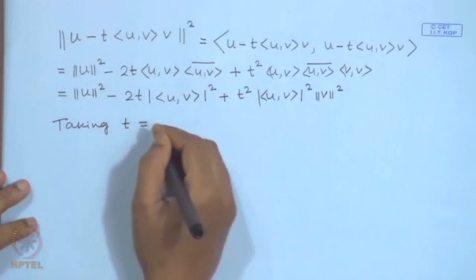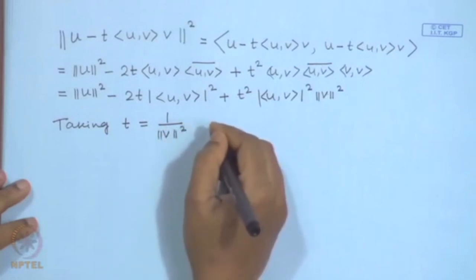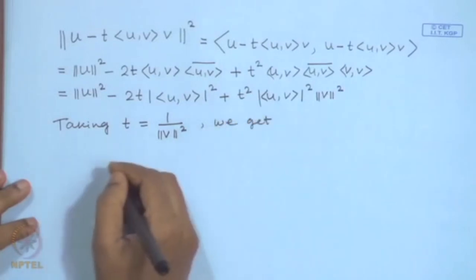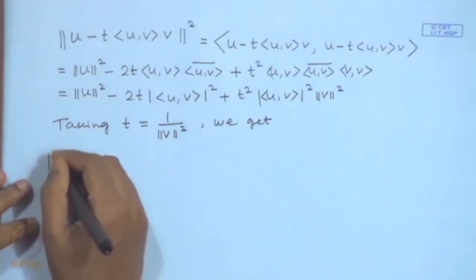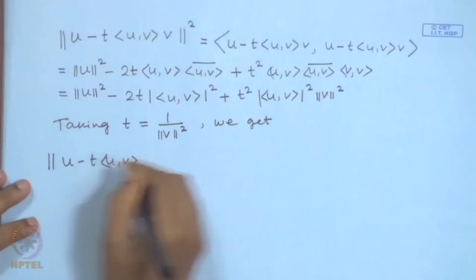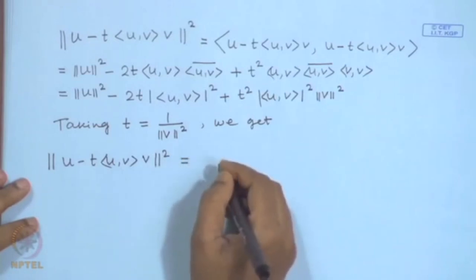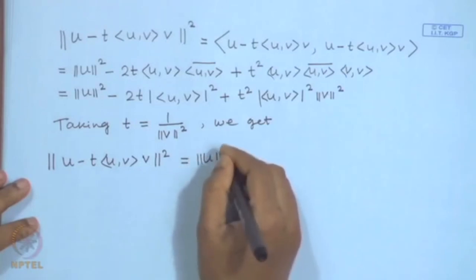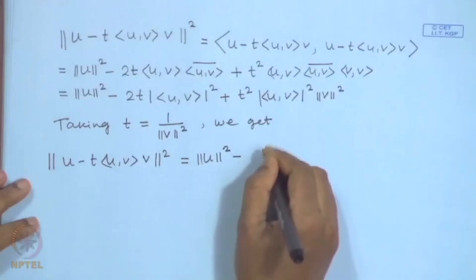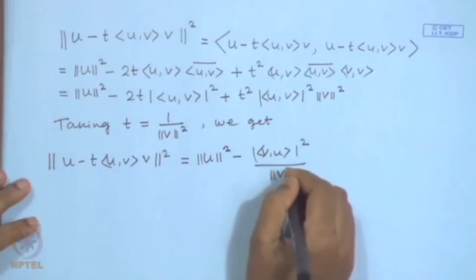So, in particular let us take t to be 1 over square of norm v, and we get this: norm of u minus t inner product of u, v times v, this square is equal to, on simplifying, we get norm of u whole square minus the inner product of u, v its absolute value and square of this divided by square of norm v.